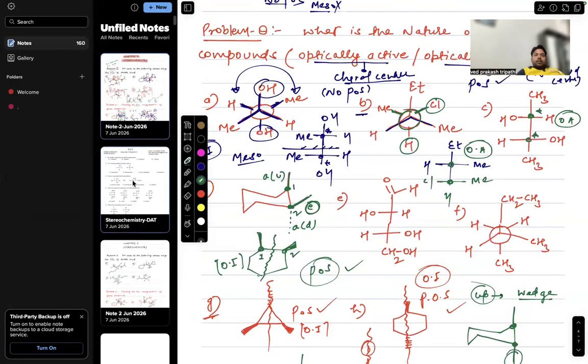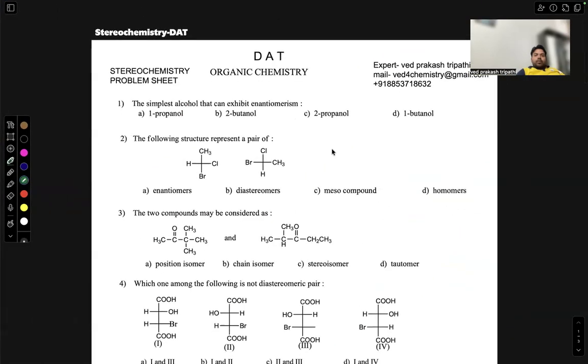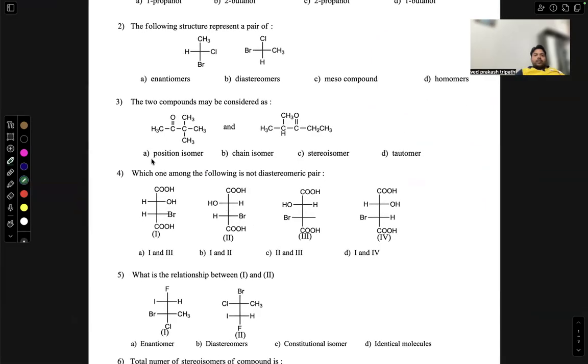Okay. Now look at this one. I am going to discuss only a few questions with this sheet. What about this? These two compounds, A and B. What is the relationship between them? Position isomer, chain isomer, stereoisomer, tautomer. So tautomer, it's not tautomer basically.